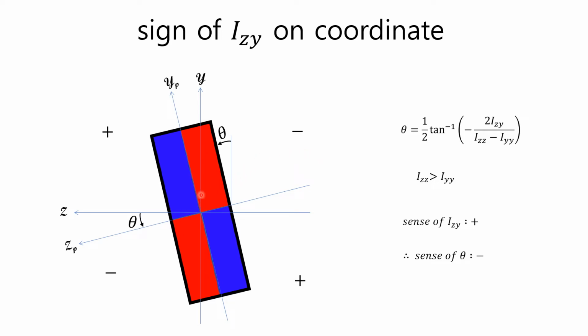Therefore, the principal axes Zp and Yp can be located theta degrees counterclockwise from the reference axis as shown in this picture. From this, if the product moment of area is positive and the second moment of area about the horizontal axis is greater than that about the vertical axis, the rotation angle theta has a negative value, and the principal axis is located counterclockwise from the reference axis.